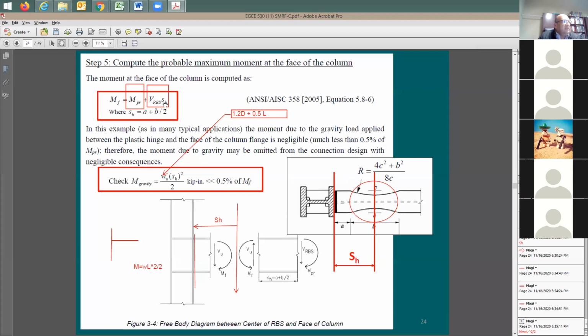What's going to change is SH. Look at this SH: it is the distance from the center of the hinge to the face of the column. So if you push it towards the column, this is going to be good, as much as possible. Why? Because this helps you reduce this component of the moment at the face of the column. But once you push this hinge further in, what happens to SH? SH is going to grow, and the moment at the face of the column is going to be higher.